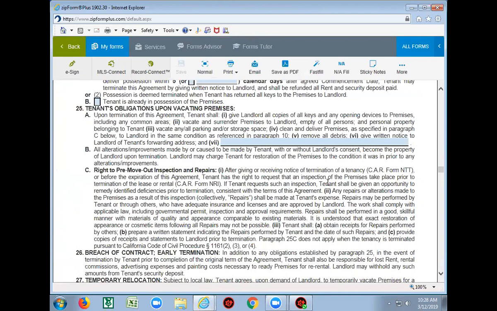All alterations and improvements made by, or at the cost of, the tenant, with or without landlord consent, become the property of the landlord upon termination. The landlord may charge the tenant for restoration of the premises to the condition it was in prior to any alteration or improvement. So if there is any alteration or improvement without the landlord's consent, then the landlord can terminate the lease.